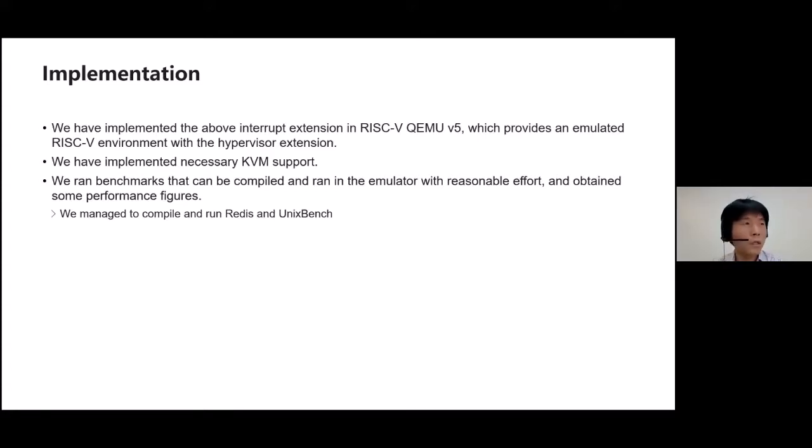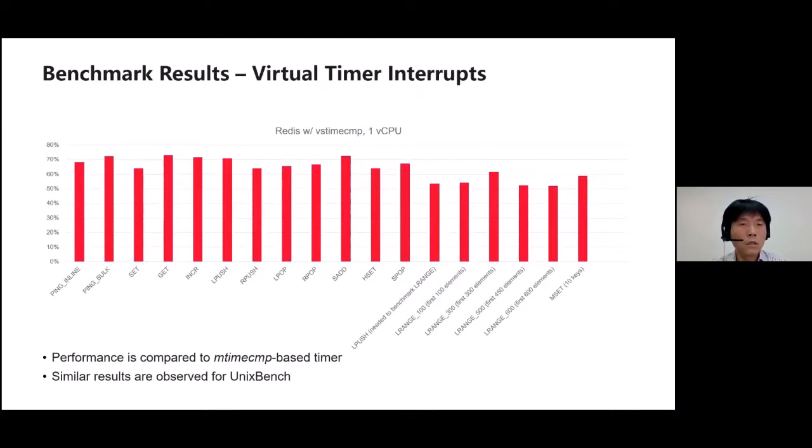And here are the results. This benchmark shows the performance boost in Redis obtained by adopting the extension for the virtual timer interrupt. With one vCPU and the virtual timer interrupt extension, we observed around 60% to 70% performance boost compared to the original solution. The gain mainly comes from the elimination of the traps to update the timer and to deliver the interrupts. Similar results are observed for UnixBench.